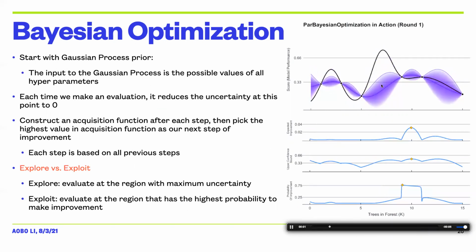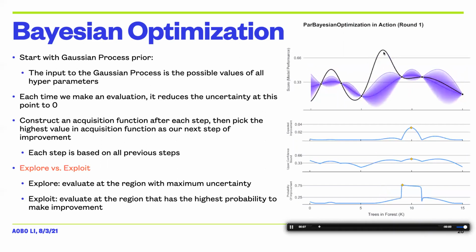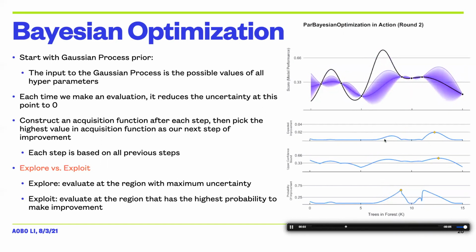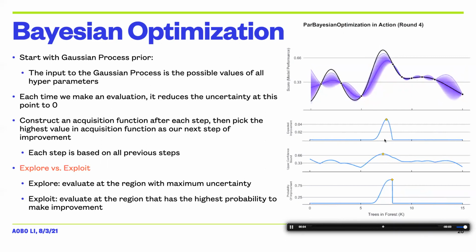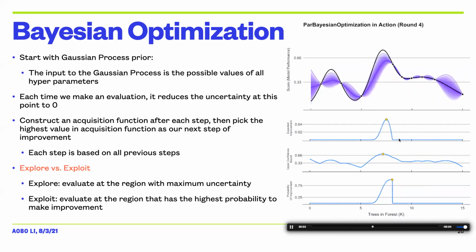When we do the evaluation, we can see the uncertainty of the Gaussian process at that point decrease to 0, because we know exactly the value at this point. Then we construct the acquisition function after each step, and this acquisition function will pick the highest value as the next step of improvement. So basically it's a Bayesian process because each step is based on all the previous steps.